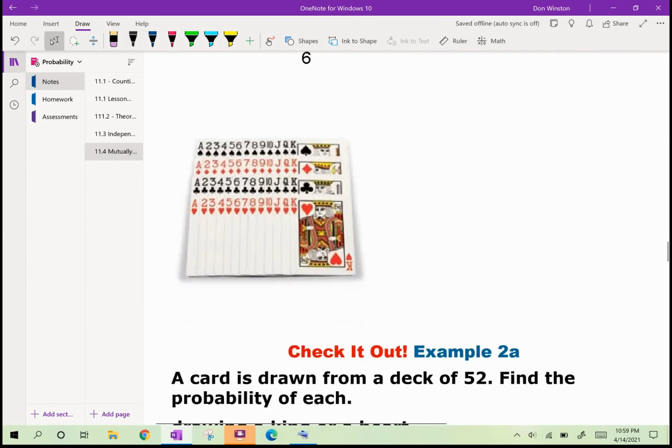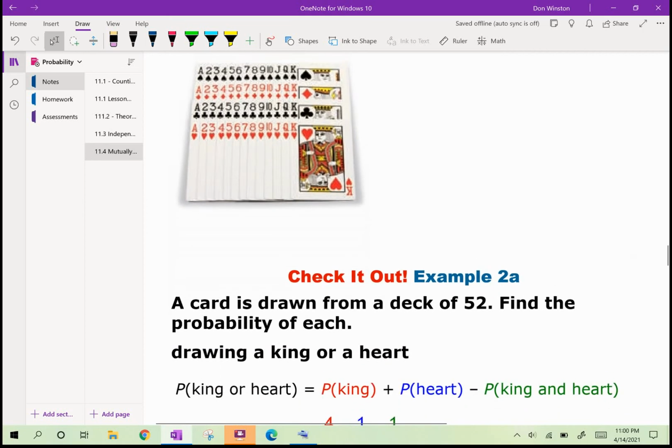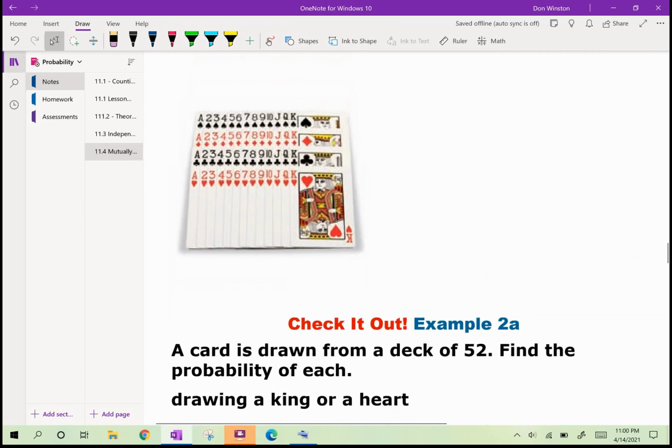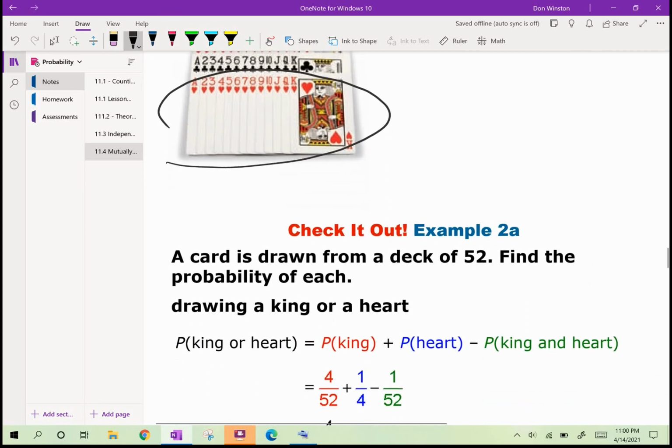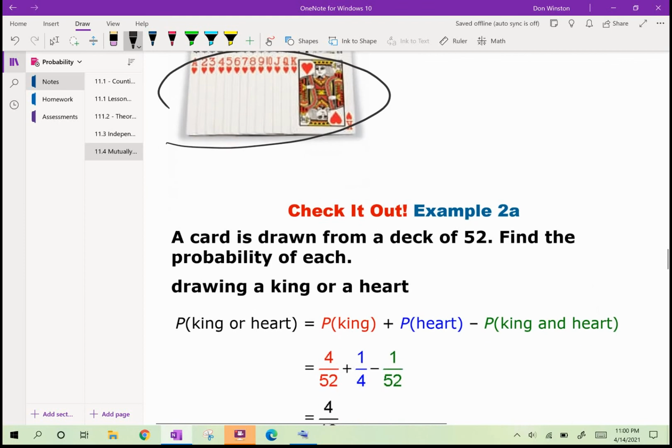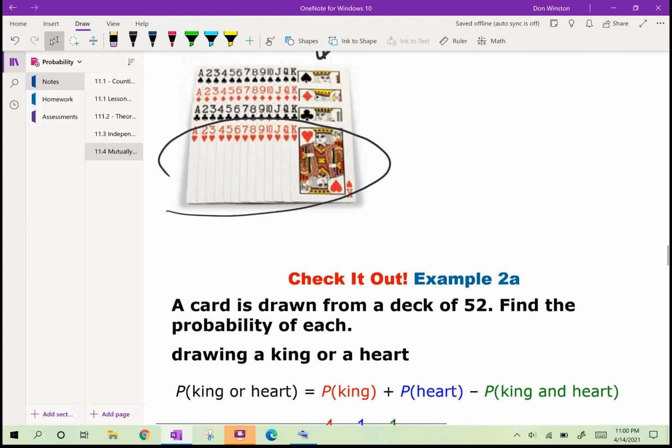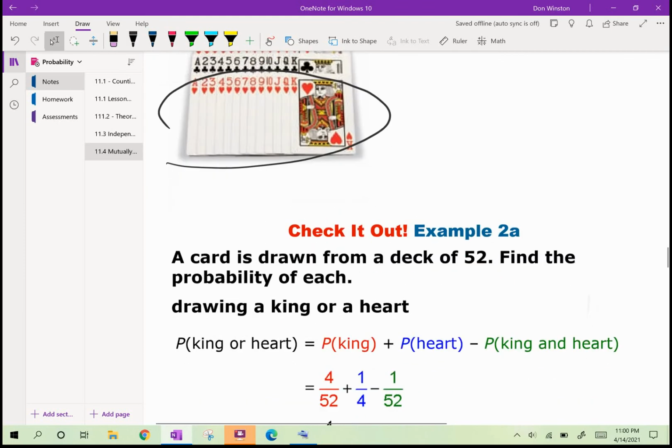Let's look at this example. A card is drawn from a deck of 52. Find the probability of each. You draw a king or a heart. So if you notice here, you have 4 kings, but then you have 13 hearts, but you've counted the king of hearts twice. So the probability of drawing a king is 4 out of 52. Of drawing a heart is 13 out of 52, and 1/4.